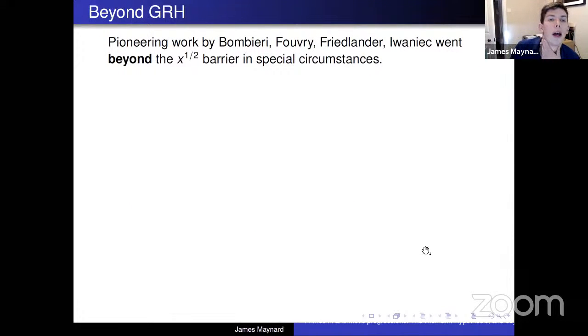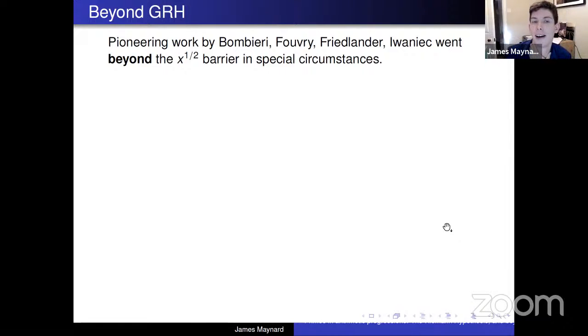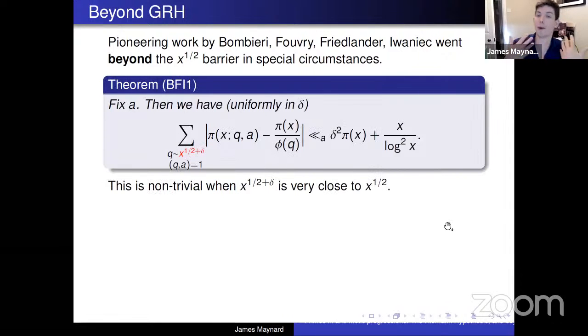So there was some pioneering work in the 1980s by Bombieri, Fouvry, Friedlander, and Iwaniec, and they were able to break through this square root of x barrier, at least in special circumstances. So I'm going to write down a couple of slightly technical results here. Please don't be intimidated by them. It's just that I feel I need to state what their results are.